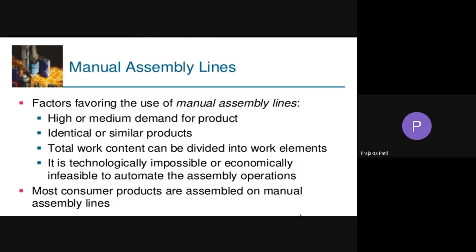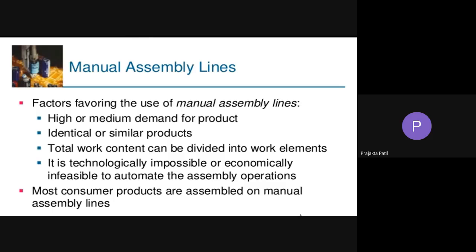There are certain factors which favor the use of manual assembly line, which are shown on the slide here. So the factors that favor the use of manual assembly line, that is, when do we go for manual assembly lines instead of automated assembly lines? Whenever you have a high or a medium demand of a product, you go for these manual assembly lines. Also, when the parts are identical or similar.